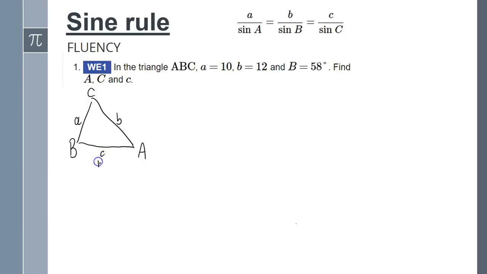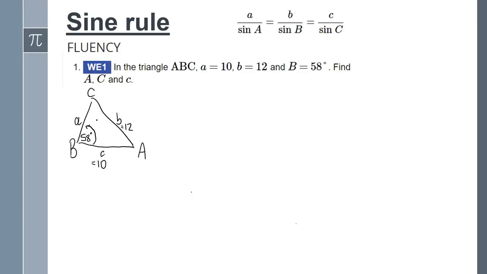Once I've roughly done that and labelled it, I'm going to put my information in. So A is 10, B is 12, and angle B is 58 degrees. This diagram just helps me see what pairs I've got and possibly what other angles I need. It's not necessary, but I find it's a really good visual tool. So step one, if I get stuck, diagram is the first go-to move.